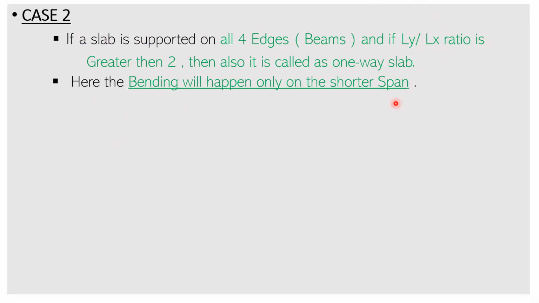We'll try to understand this. If a slab is supported on all four edges, if all four sides are made up of beams, and over that I'm keeping my slab, and if the Ly by Lx ratio is greater than 2, then we call this a one-way slab itself. And here the bending will happen only on the shorter span, whereas in case 1 the bending used to happen either on the shorter span or on the longer span, since it was supported on only two edges. But if a slab is supported on four edges and the Ly by Lx ratio is greater than 2, then it is always a one-way slab. And the second thing we need to understand is that here the bending will happen only on the shorter span.